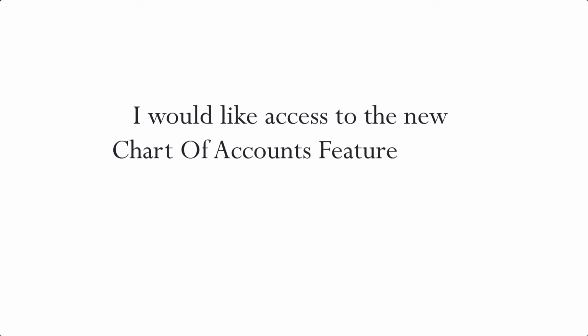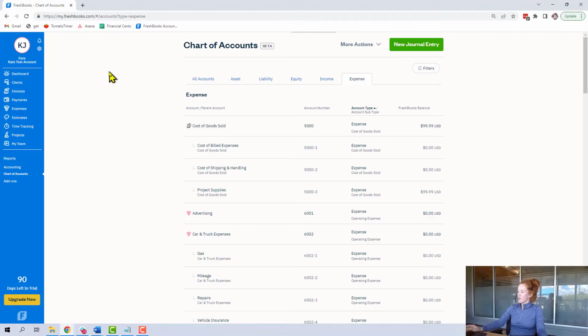So you need to log into your FreshBooks and open up a support ticket. Probably just start with the subject line, something like, I would like to have access to the new chart of accounts features ASAP. All right, now let's take a look at what this is going to mean inside the FreshBooks account. All right, so I started a new demo account here.